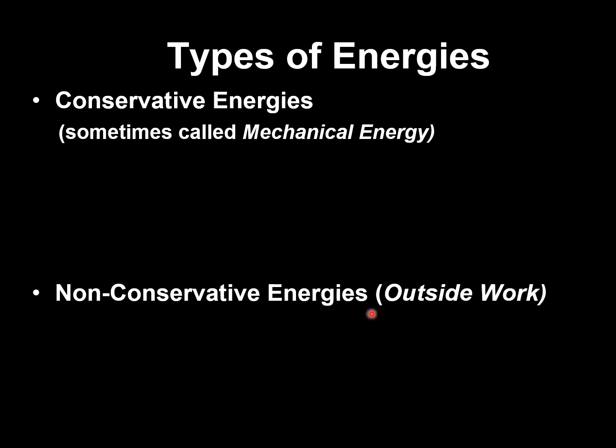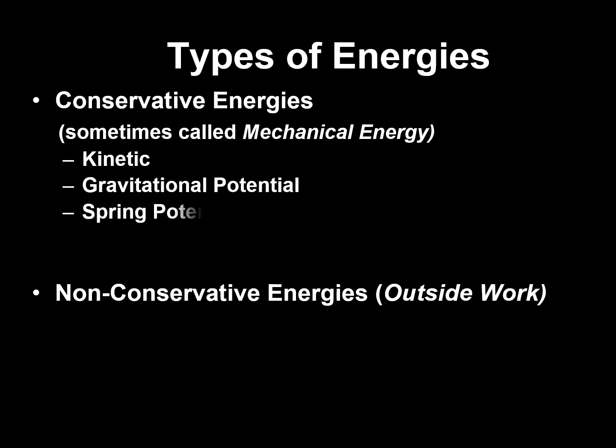Non-conservative energies usually are attributed to outside work that's being done on the system. So those are energies that either constantly increase or constantly decrease. We'll get to those in a second. So the types of conservative energies that can increase or decrease are referred to as kinetic energy, gravitational potential energy, spring potential energy, or rotational energy.